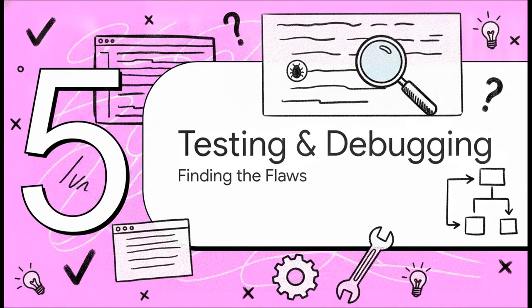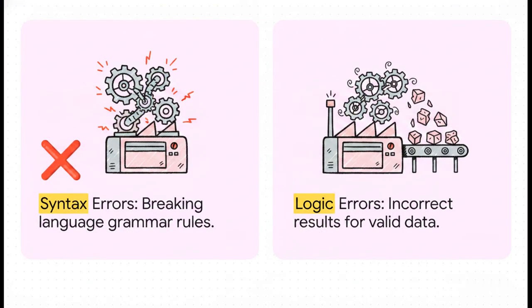So, once your code is written and compiled, you might think you're totally done. But nope, we have to move to Part 5, testing and debugging, finding the flaws. As a programmer, you're going to face bugs. It's just a fact of life. And these bugs usually fall into two distinct camps. First up, syntax errors. This happens when you break the literal grammatical rules of the C language, like forgetting a semicolon at the end of a line or spelling a command wrong. The compiler will catch these and just outright refuse to build your program.